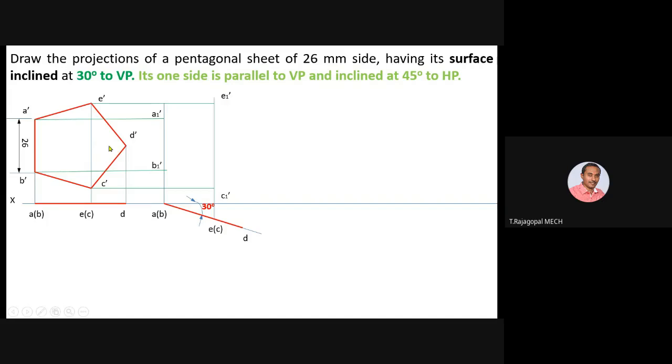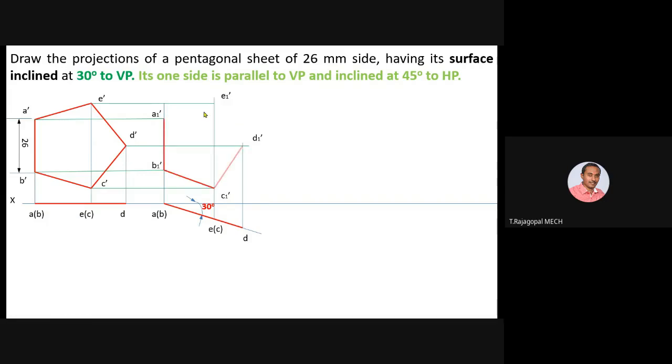Now the remaining corner is D dash. We extend the projector from corner D dash in the top view as well as from the front view. Both will meet at single point. It will be marked as D1 dash. Now A1, B1, C1, D1, E1 dash is marked in the front view. Now you can join all the corners to identify the shape of pentagon.